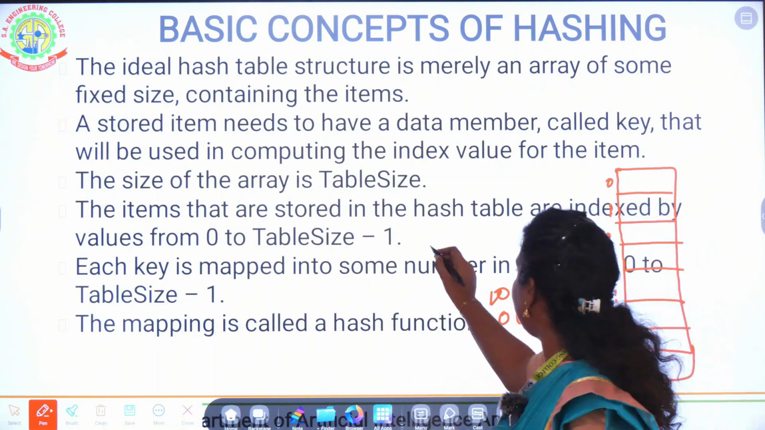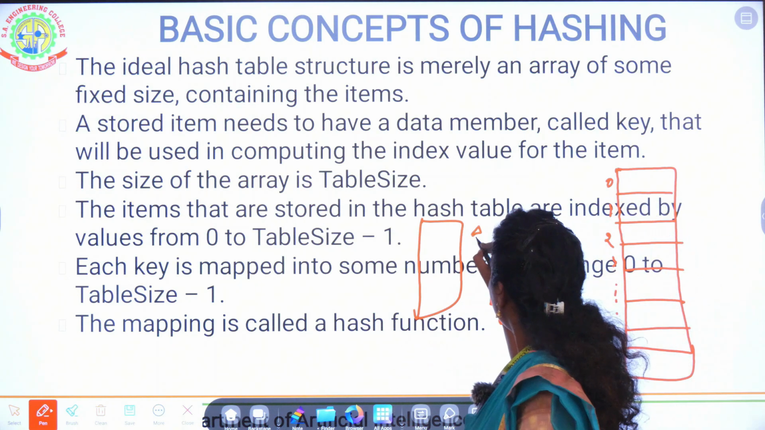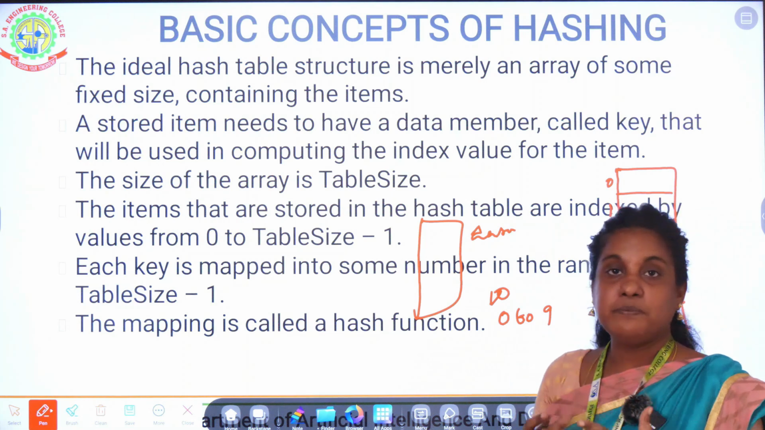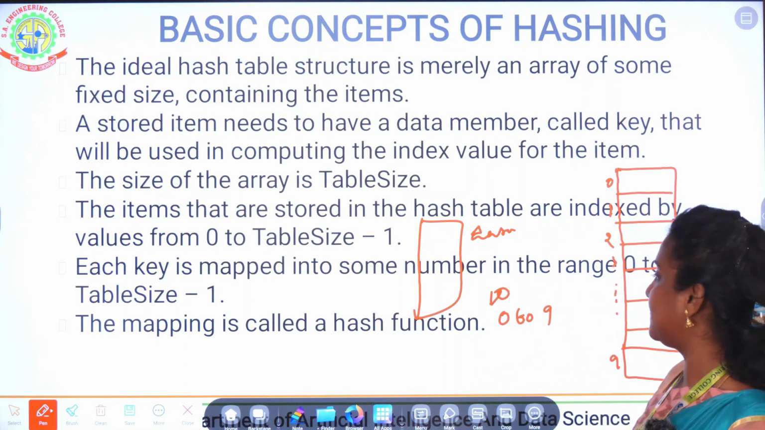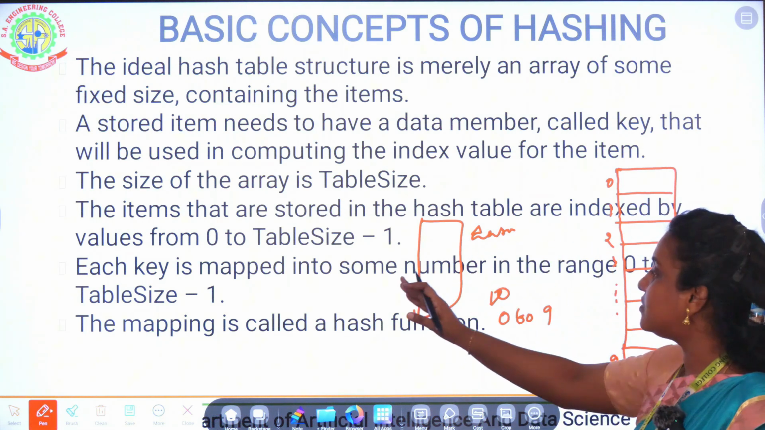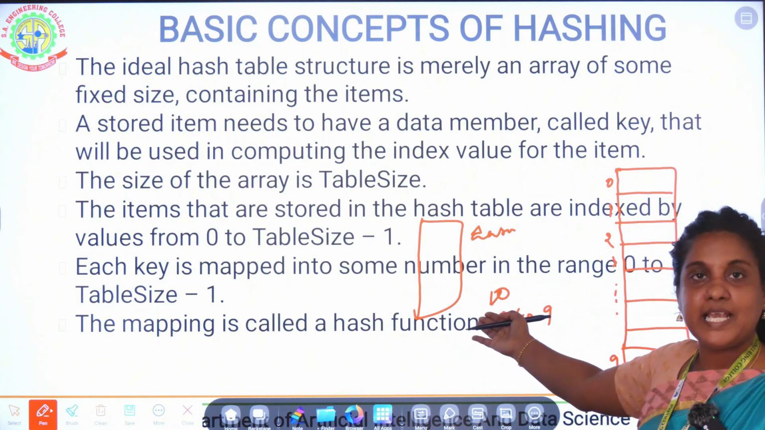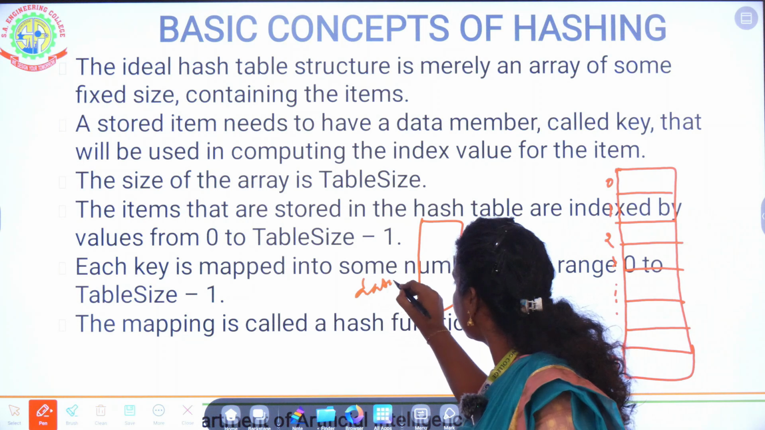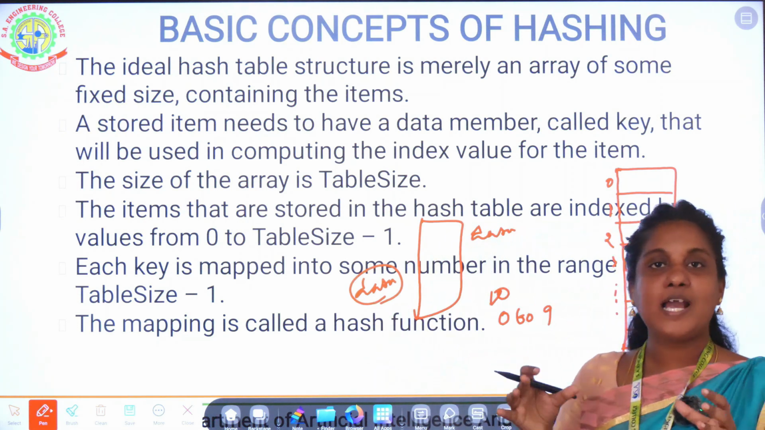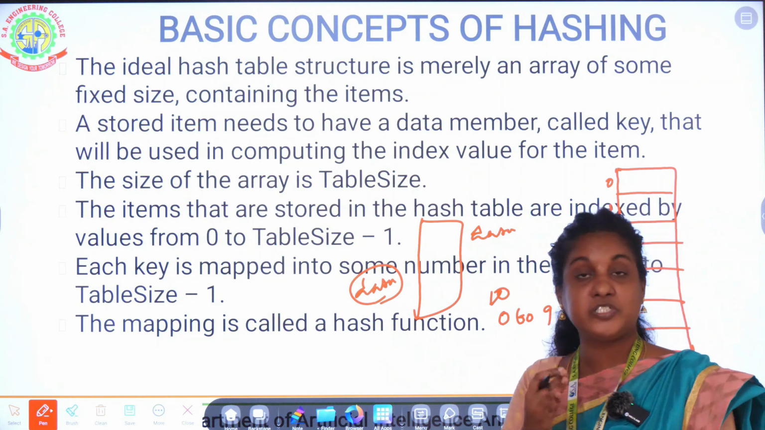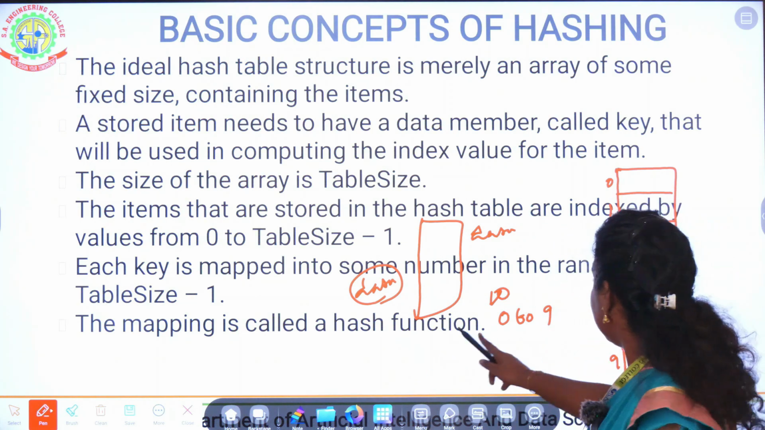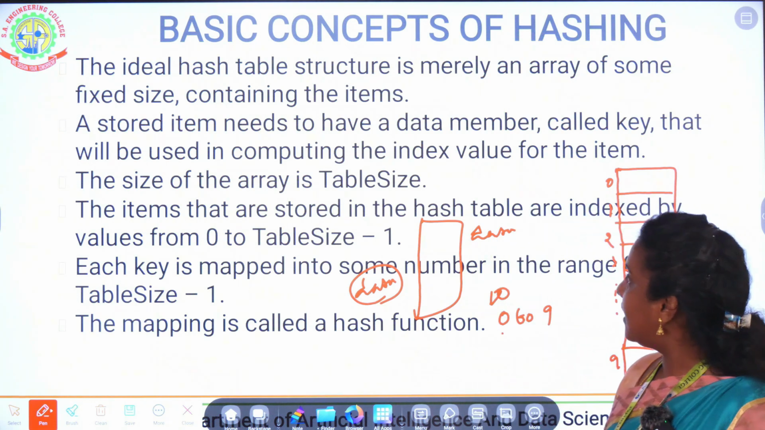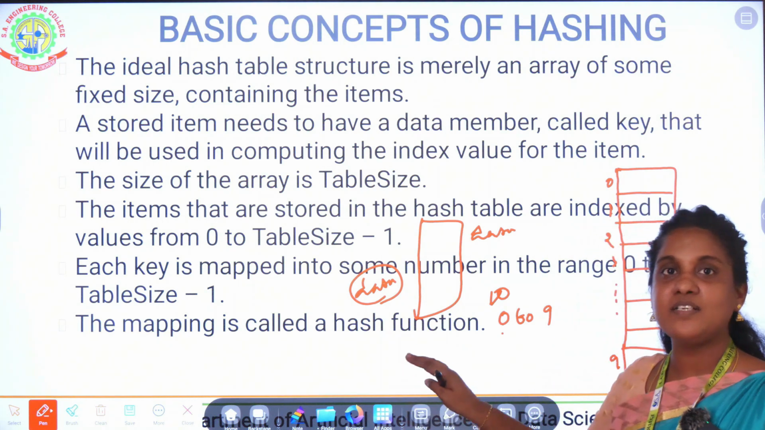Each key, whatever data I am going to store in the hash table, is mapped into some number which ranges from 0 to table size minus 1. Here I am taking the example of 10. So the key values, whatever the data, with the help of the hashing function, that hashing function should yield the hash value in the range from 0 to 9. We will see what the hash function is a little later, in 1 or 2 slides.